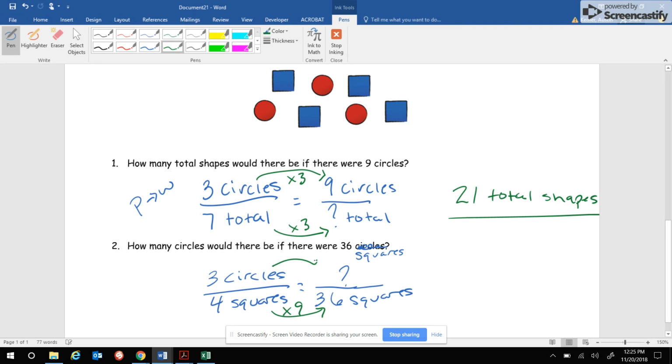So I can do the exact same thing on the top. 3 times 9 would give me 27. So that would be 27 circles if there were 36 squares.